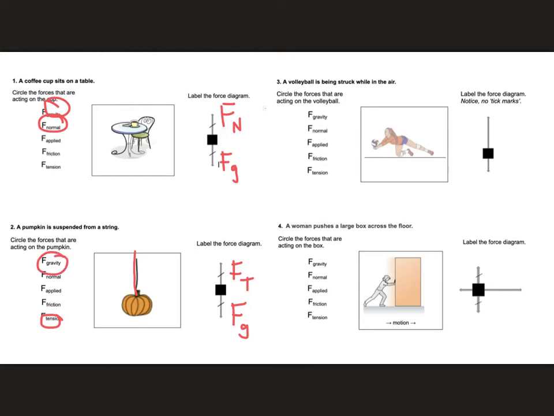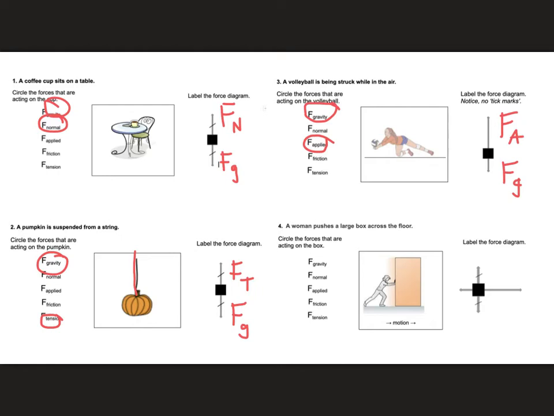In question 3, we have a volleyball being struck while it's up in the air. The only thing touching the volleyball is the girl's hand. So there must be a contact force, an applied force, pushing on the volleyball. And of course the volleyball has mass, and so the Earth's gravitational pull will exert a force down on it. So we have the gravitational force down, and then we have an applied force up.